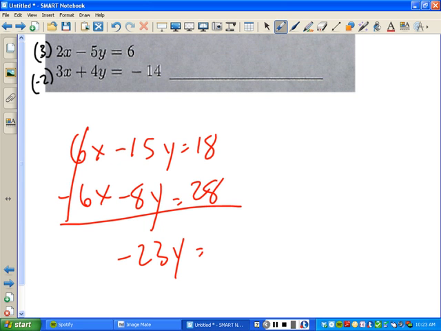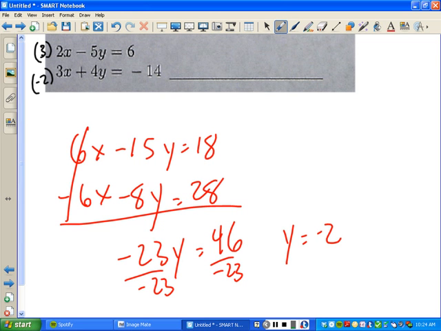-23y equals, looks like 46. Dividing by -23, y equals -2. What happened? Oh, I was doing right until I did something wrong. Do you see what you did? Yeah. Okay. All right. Now, where do you plug the -2 in at?